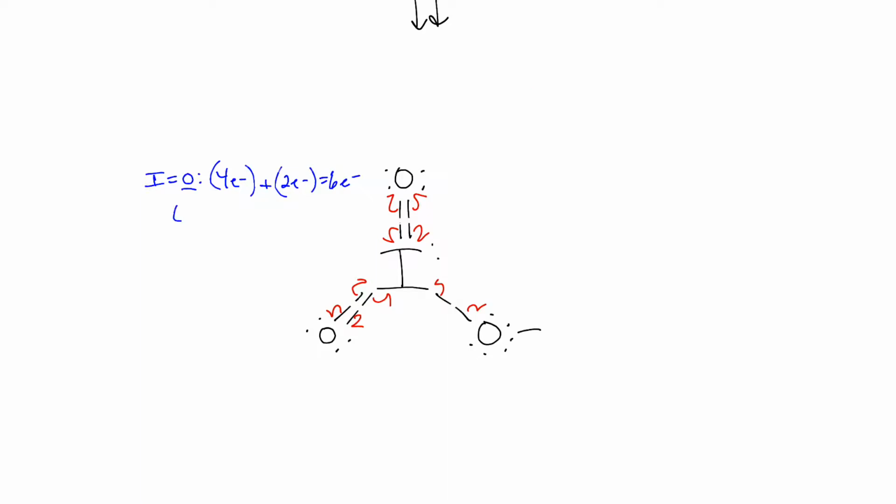We'll just show the operation. 6 minus 6 equals 0. So the formal charges on both of these iodine double bond oxygens is 0.